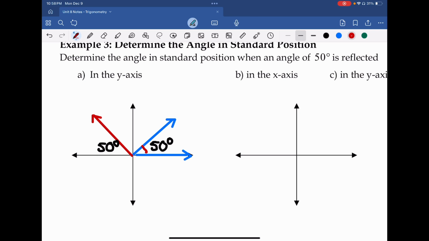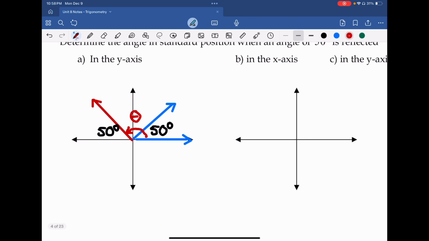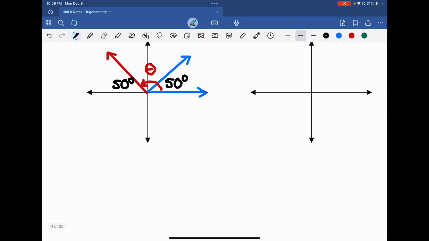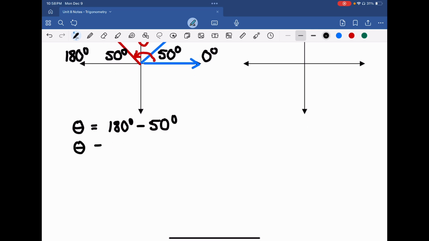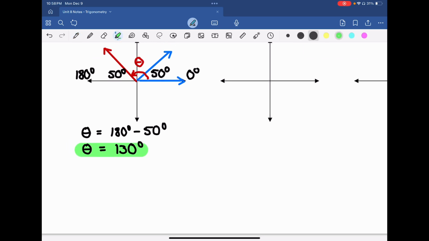The total degree of this in standard position is going to be that full rotation from the positive x-axis over to our terminal arm. So I'm going to write a theta just right above that. In order to get this, we're going to take 180 and subtract 50. If I want to end up solving this, where this is 0, this is 180, then in order to get this angle in standard position, theta is equal to 180 minus the reference angle here, which is 50. That's going to end up giving us the theta, which is equal to 130 degrees. Awesome. So there's our solution here.